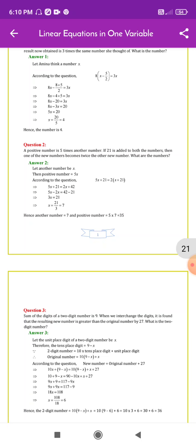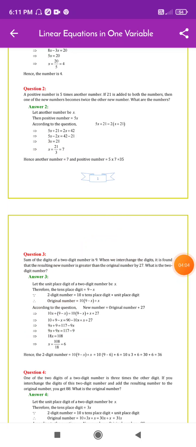What is the second question? A positive number is 5 times another number. If 2 is added to both the numbers, then one of the new numbers becomes twice the other new number. So what are the numbers?